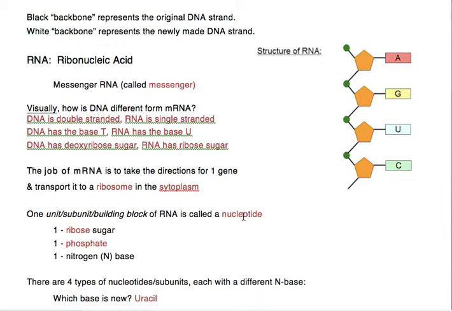It's still a nucleic acid, so it still has a sugar, a phosphate, and a nitrogen base. The difference is the sugar is ribose now. So it's ribonucleic acid, not deoxyribonucleic acid. And if you remember, the D means without, oxy is short for oxygen. So this right here is the sugar ribose, and it actually has the oxygen that deoxyribose is missing. And we talked about that in class. So this is a single-stranded molecule, and this is mRNA, or the messenger.